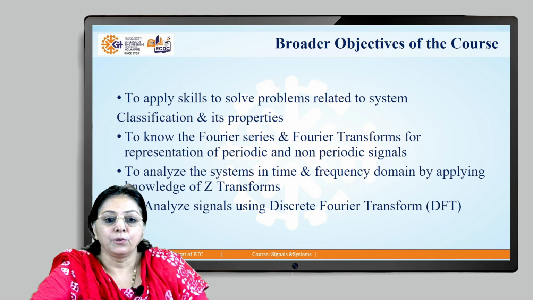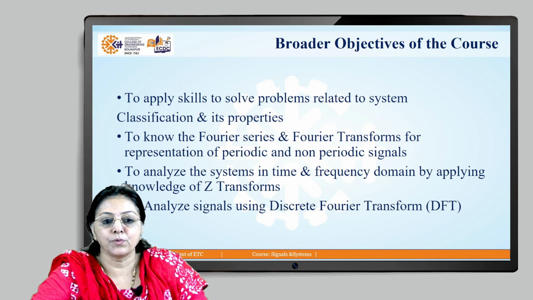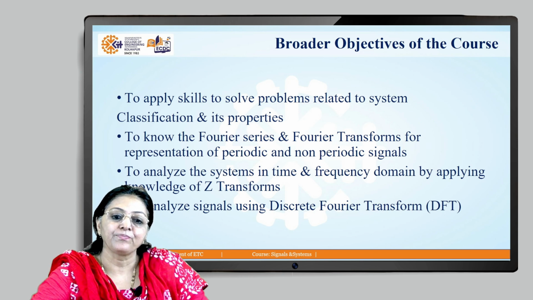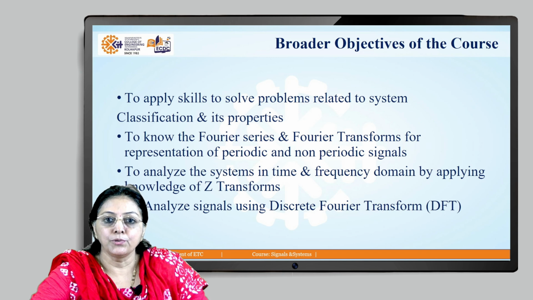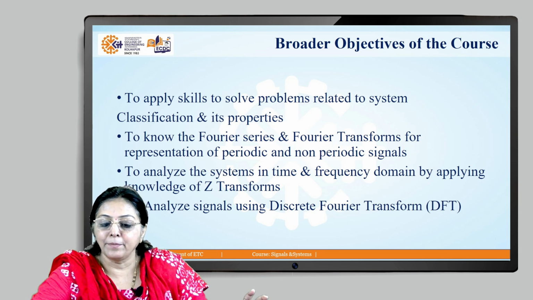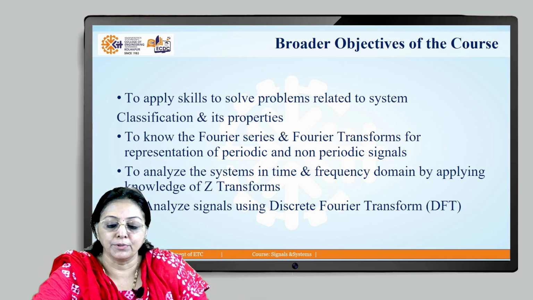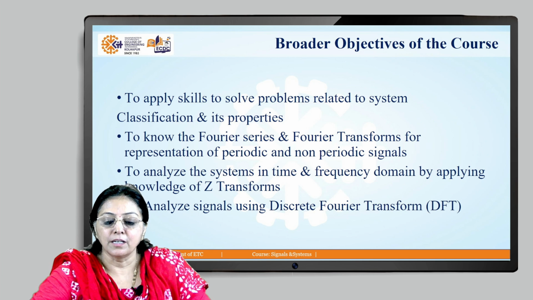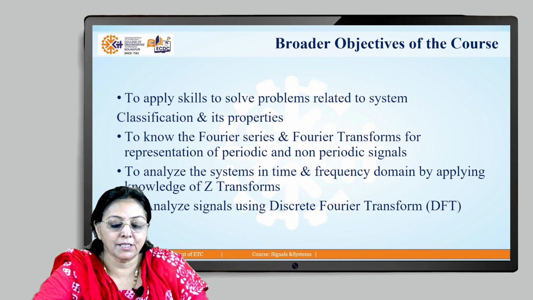Third objective: to analyze the system in time domain as well as in the frequency domain by applying Z transform, and we also solve problems on the inverse Z transform. And the last objective is to analyze the signals using discrete Fourier transform. So how to find the discrete Fourier transform, what is the meaning of overlap add method, overlap save method. Up to this we are going to consider all the points of the discrete Fourier transform.